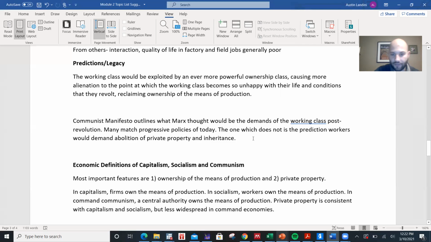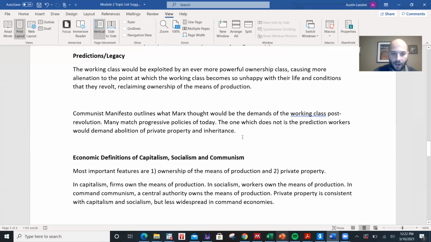And so this is the theory that we associate most commonly, I would say, with communism, the reduced emphasis on private property. Ultimately Marx is known as a communist because of this Communist Manifesto, but in particular the prediction from the Communist Manifesto that post-revolution the working class would demand abolition of private property and inheritance.